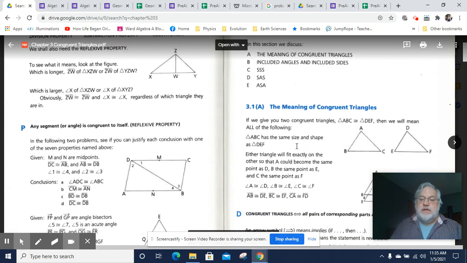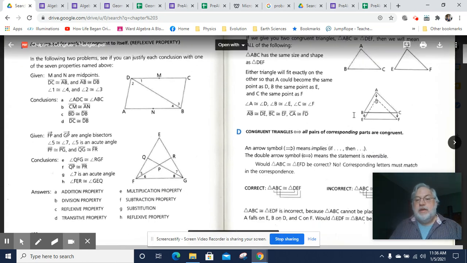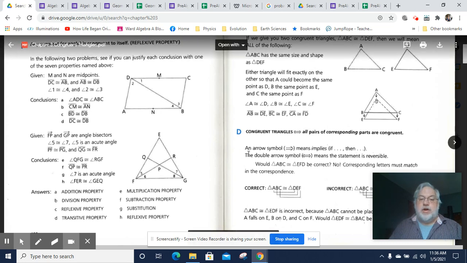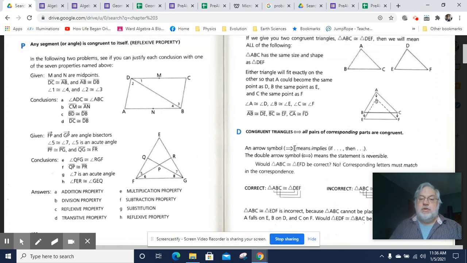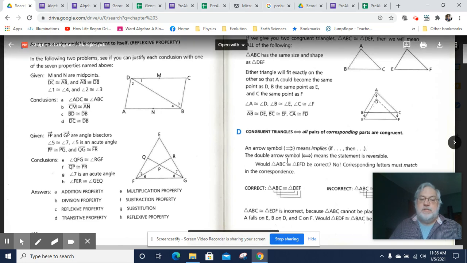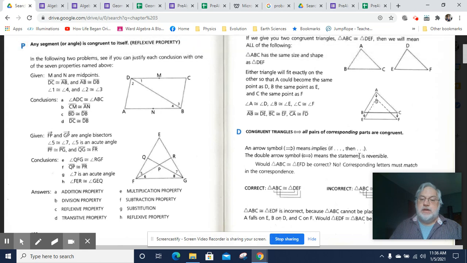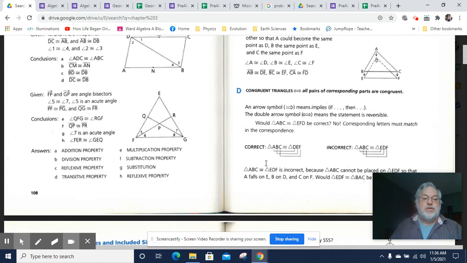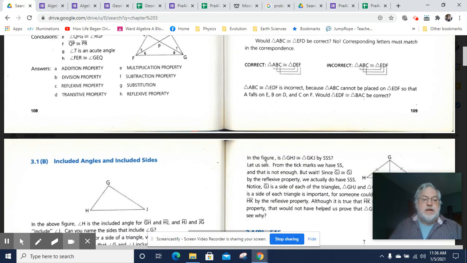And so we can see the little image of this where they're plopping ABC onto DEF, and all their pairs of corresponding parts are congruent. So we have this symbol, which means if then, and there's the double arrow symbol, which means that the statement is reversible. That's kind of useful, by the way, down the road. You can use it as a shorthand.